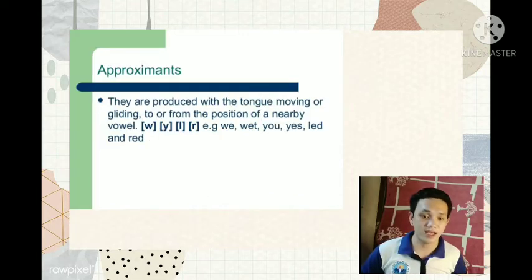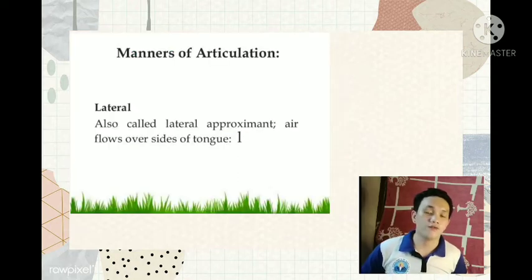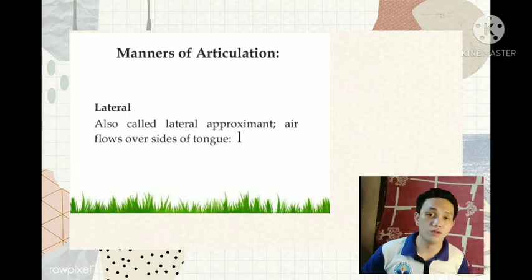For the approximants, they are produced with the tongue moving or gliding to or from a position of a nearby vowel. For example: we, wet, you, yes, lead, and read. For the lateral, also called lateral approximant, air flows over the sides of the tongue, like this.